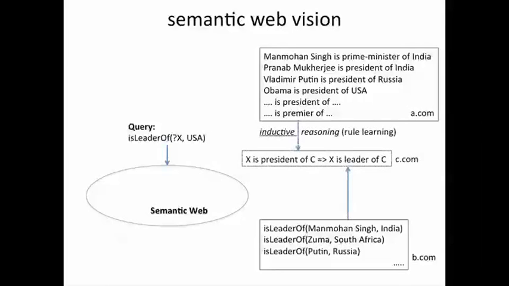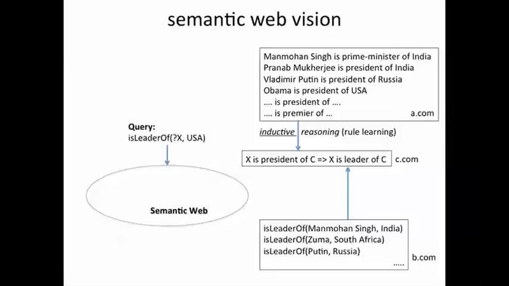A third site now might combine facts from A.com and B.com and come to a conclusion using rule learning that with some degree of confidence, if X is the president of C, then X is the leader of C. The process by which a bunch of facts is generalized to a rule using techniques like rule mining that we've seen earlier is called inductive reasoning, as opposed to deductive reasoning, which is normal logical inference.